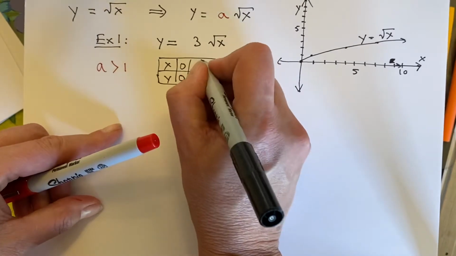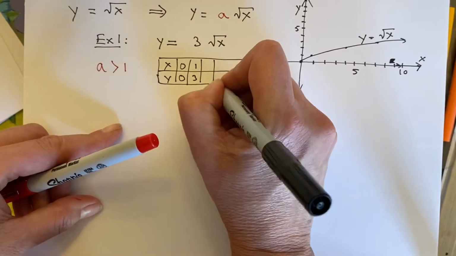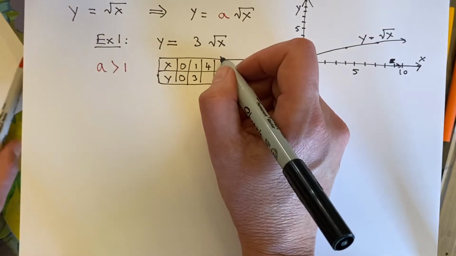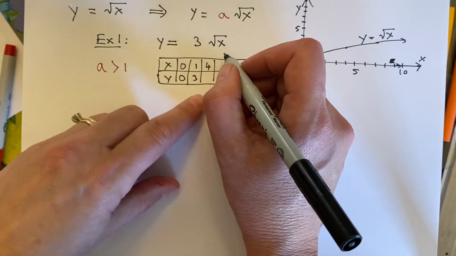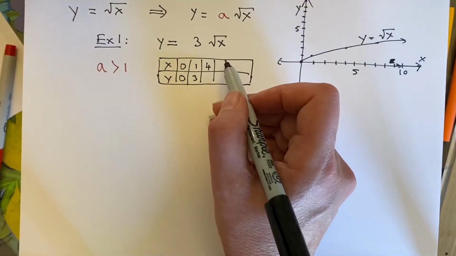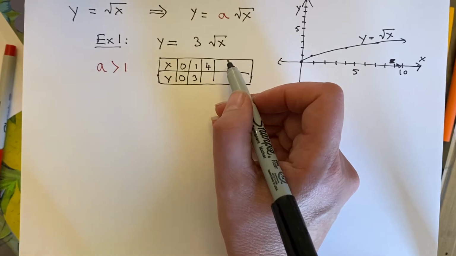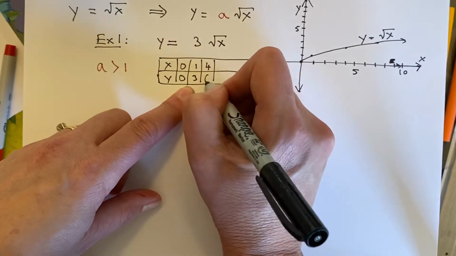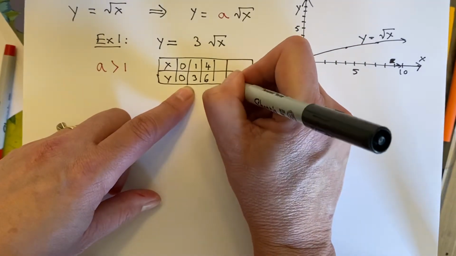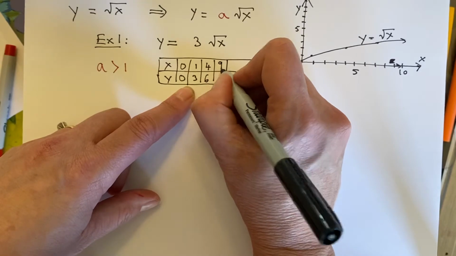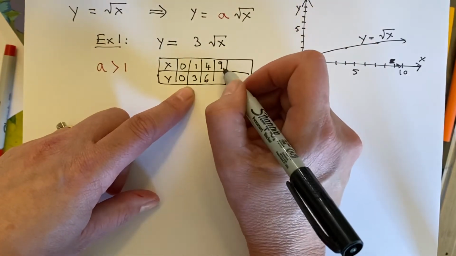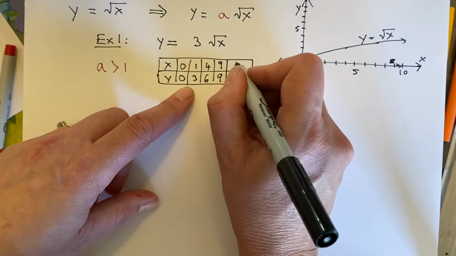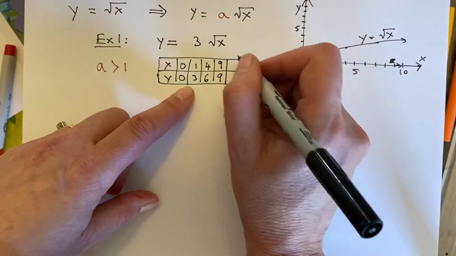0, 0, 1, 3, 4, if square root of 4 is 2. Now we can only use the positive values for x, right? And because we're only using the positive values for x, the answer here is going to be square root of 4 is 2 times 3 is 6. And then I'm going to put in 9 because it's my next even square root. The square root of 9 is 3. 3 times 3 is 9. And I kept thinking I'd have space, but I'm just going to leave those blank.